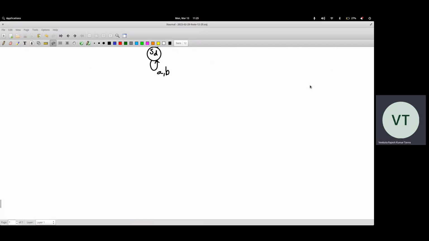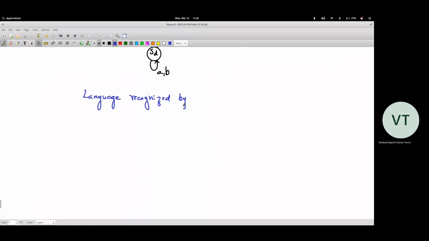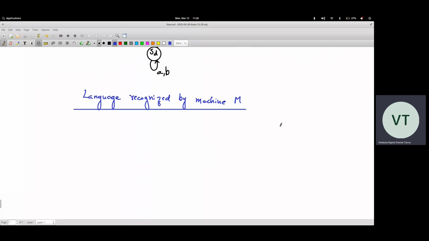Anyway, let's quickly move on to the next definition, that is, language recognized by machine M. If you see the pattern in which I'm going, I'm first covering some examples and then the definition. In the beginning, I covered some examples of finite state machines, and then I gave you the formal definition of what a finite state machine is.